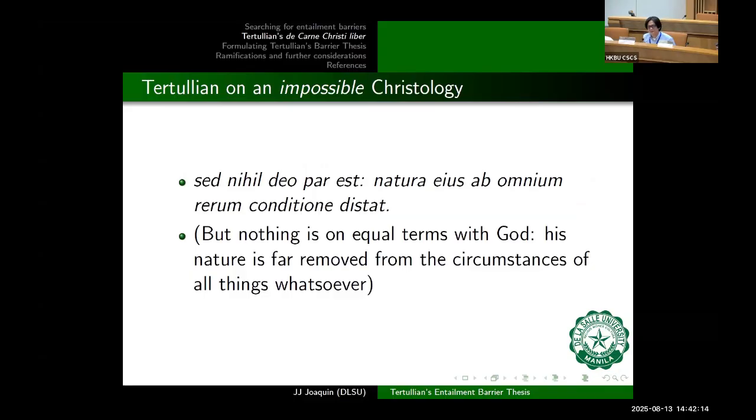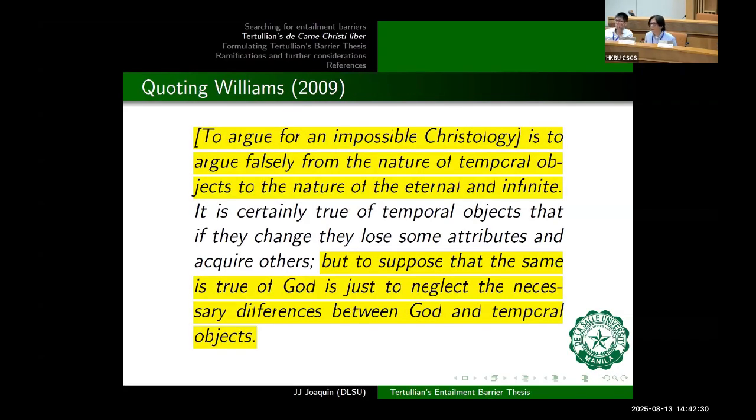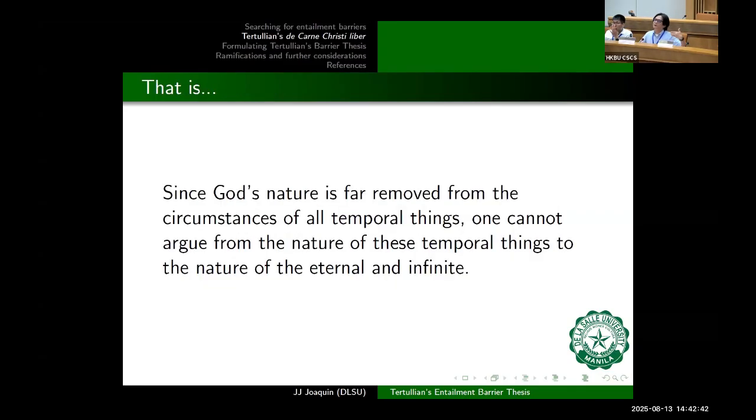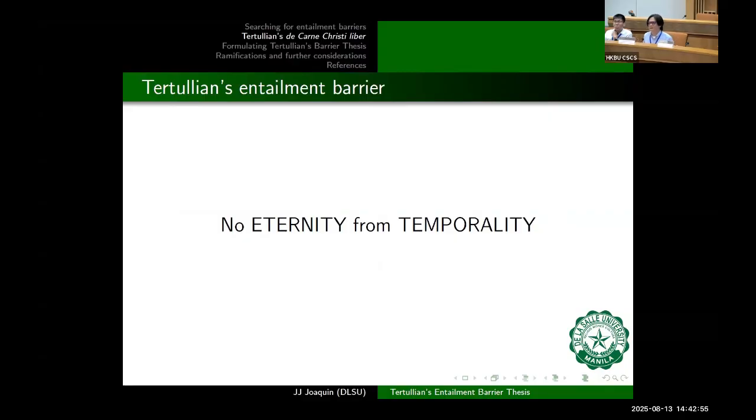So regarding impossible Christology, and this is the heart of the matter, he'll say, well, nothing is on equal terms with God. His nature is far removed from the circumstances of all things whatsoever. So quoting Bernard Williams, to argue for an impossible Christology is to argue falsely from the nature of temporal objects to the nature of the eternal and infinite. That is, since God's nature is far removed from the circumstances of all temporal things, one cannot argue from the nature of these temporal things to the nature of the eternal and infinite. And that is what I'm calling Tertullian's entailment barrier. You can't have eternity from temporality.